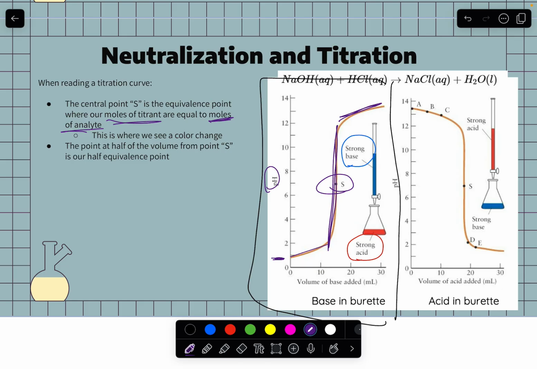And then the other term that we need to read these graphs is the half equivalence point. The half equivalence point is what it sounds like. It's half of the equivalence point. So if our equivalence point was right here at about, let's say 14 milliliters, the half equivalence point is literally half of it. That's going to be at 7. All right. So that's all we're going to talk about with neutralization and titrations for this unit, just to introduce it. We'll actually do one of these and talk a lot more about reading the graphs in Unit 8.